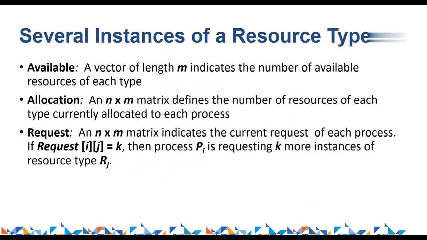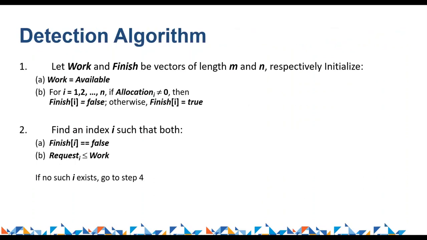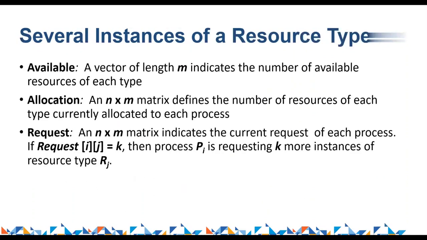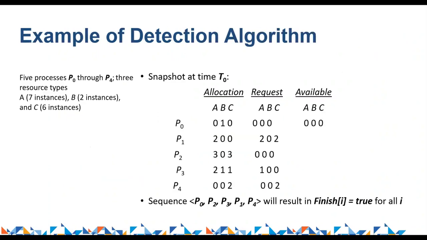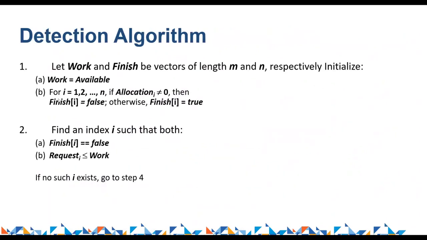Okay, so several instances of a resource type: available resource, allocation resource, request resource. These are some data structures, okay? We already know about these things. What is the available resource? What is the allocation resource? What is the request resource? These belong to the banker's algorithm. The same things are here, but with minor differences. Now we are going to use the banker's algorithm for the deadlock detection purpose. That's why you are already familiar with these things.